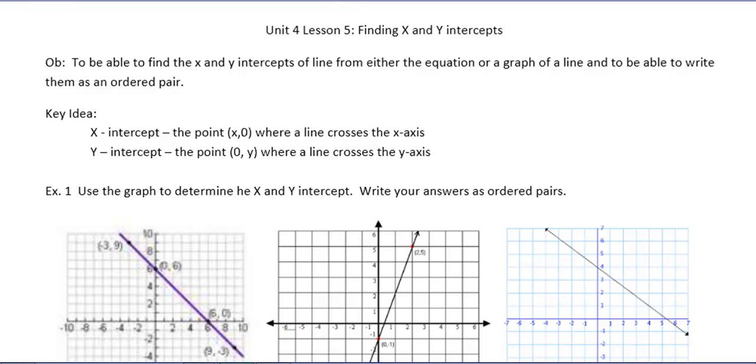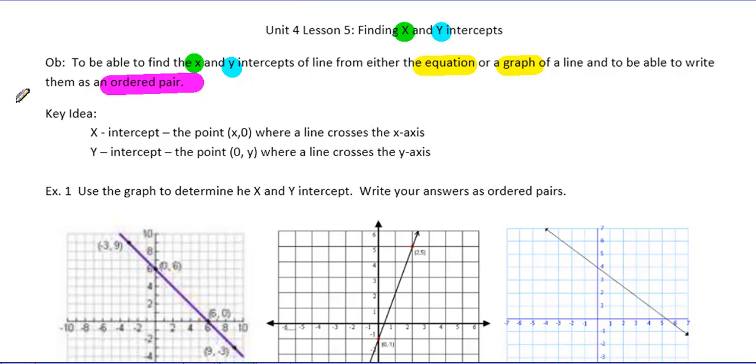Unit 4, Lesson 5 deals with finding x and y intercepts. What we want to be able to do is find the x-intercept as well as the y-intercept from either an equation or a graph. Similar to yesterday, when we were checking solutions from equations and graphs, now we're looking for intercepts. Very important here, we want to be able to write them as ordered pairs. That's something we have to learn how to do.